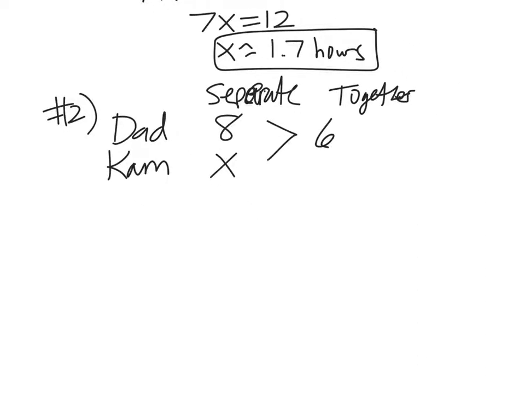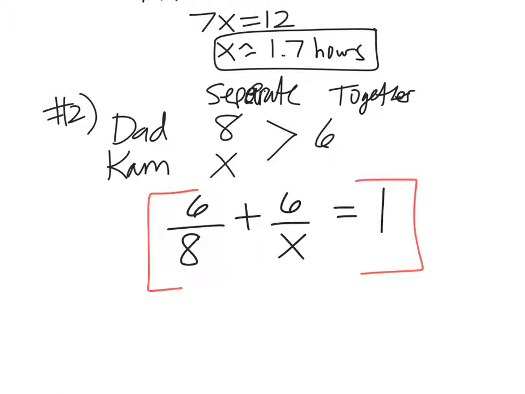So this is what you want to do. You want to take together over what the dad can do, plus together over Cameron's job, and this is going to equal 1 full job done. You always set these up this way: together over separate plus together over separate equals 1 full job. The 6 was right there in the first sentence. A father and daughter painted a bedroom in 6 hours. All right, so now let's multiply everything through by 8x.